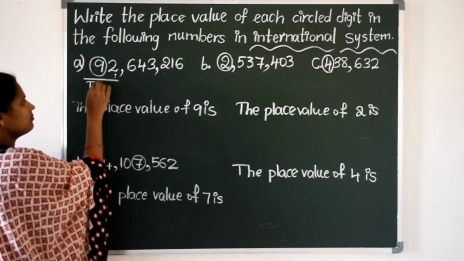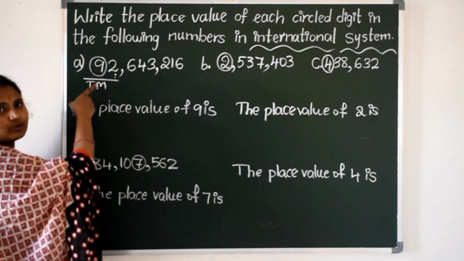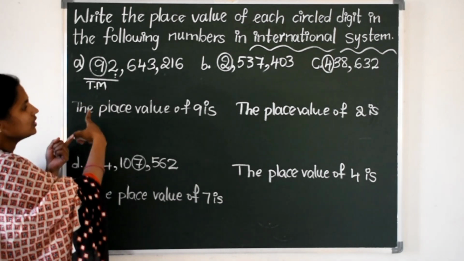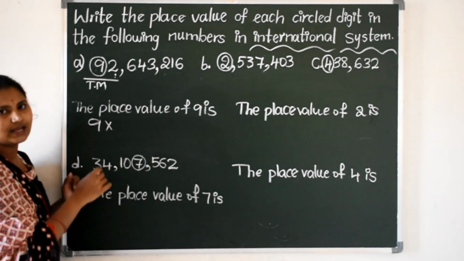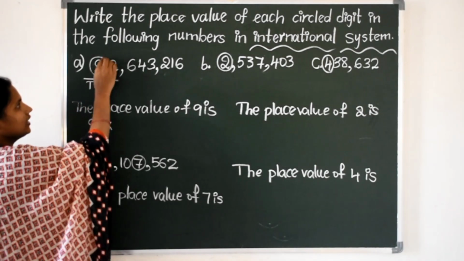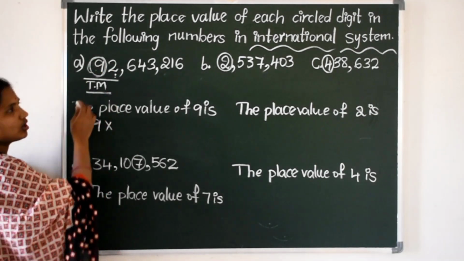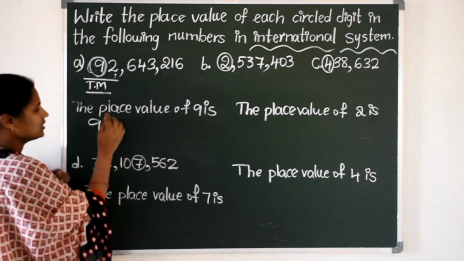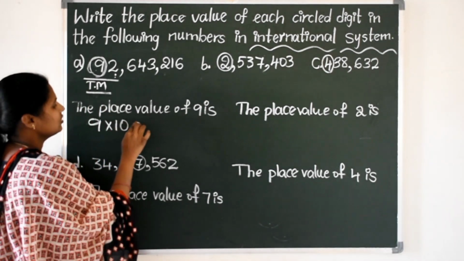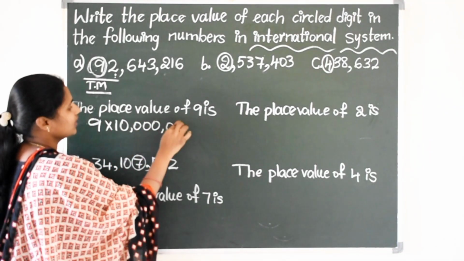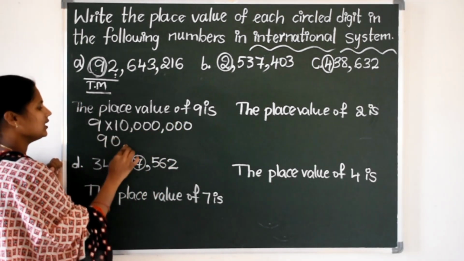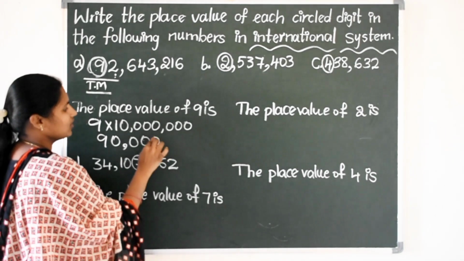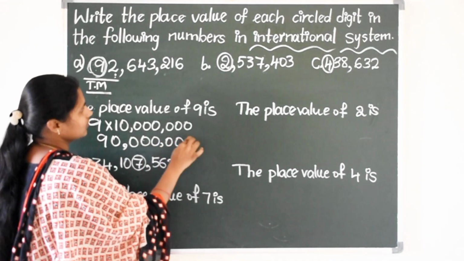Millions and 10 millions, so this is the 10 millions place. 9 is in which place? The 10 millions place. So the place value of 9 is 9 into 10 million. Multiply 9 with 10 million because 9 is in the 10 millions place. 9 into 10 million gives 90 million.